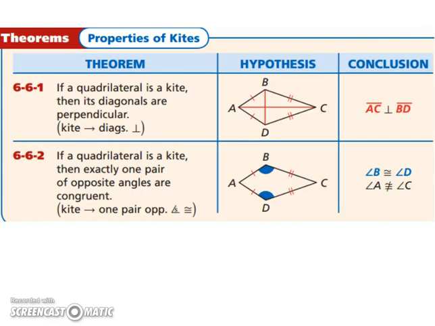Let's look at a couple properties of kites. If a quadrilateral is a kite, then its diagonals are perpendicular. So if it's a kite, then the 2 diagonals are going to be perpendicular, meaning they make a 90-degree angle here. If a quadrilateral is a kite, then exactly 1 pair of opposite angles are congruent. Only 1 pair of opposite angles will be congruent. For example, A and C are not congruent. Only angle B and D are.